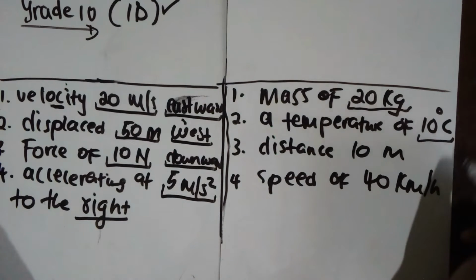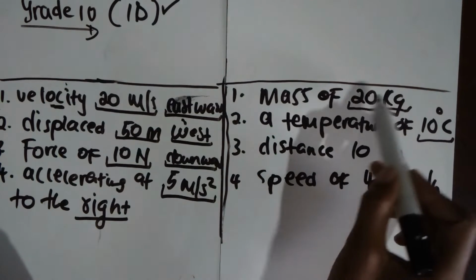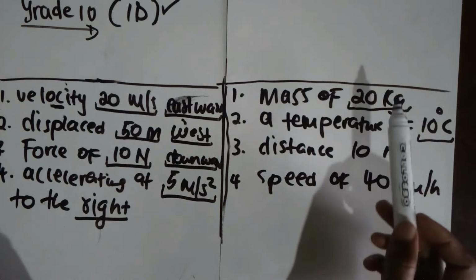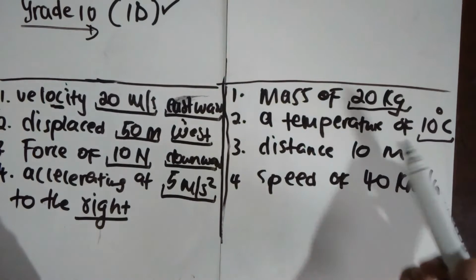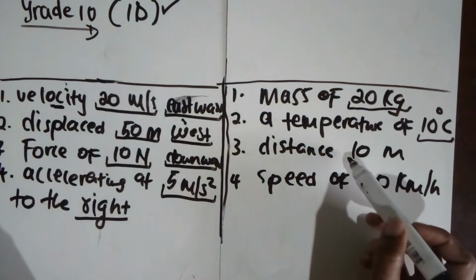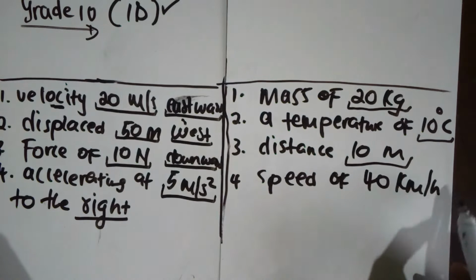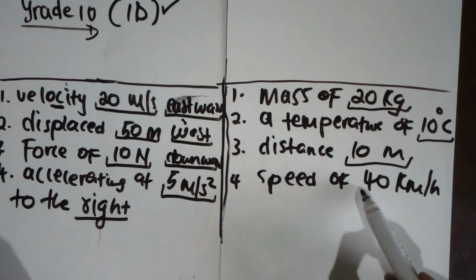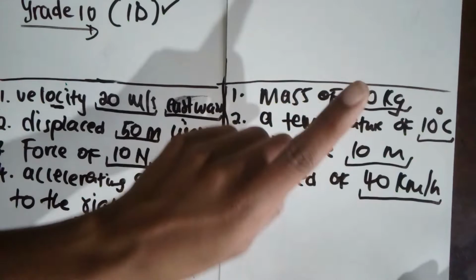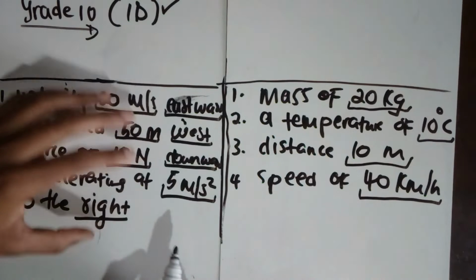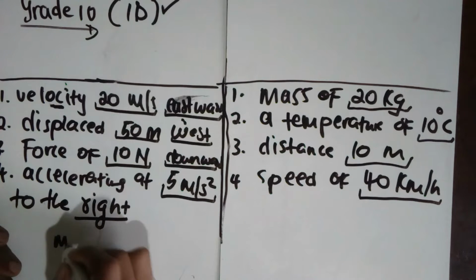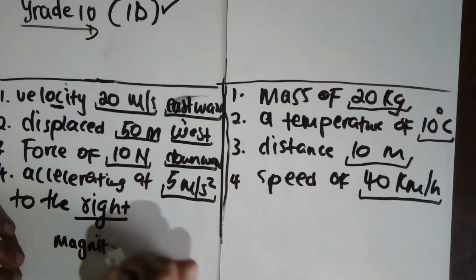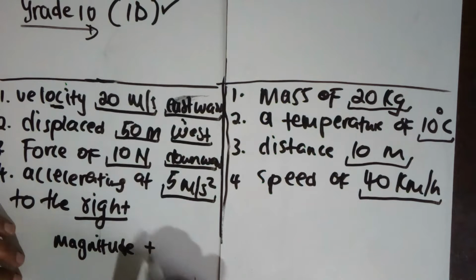And then here we said a temperature of 10 degrees. You can never say a mass of 20 kg up. That makes absolutely no sense. Or my temperature was 10 degrees to the left. You can already see it makes no sense. And also distance, when we report distance, we only include its size. Same thing with speed. So what did we notice? For physical quantities on the first side, we mentioned the magnitude plus direction.